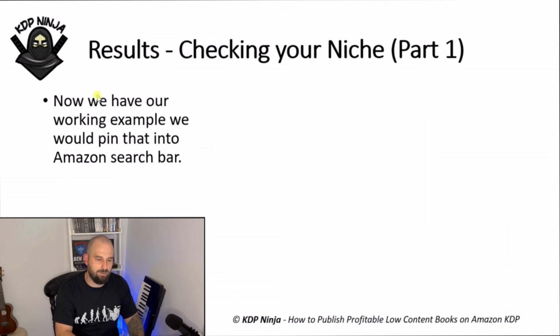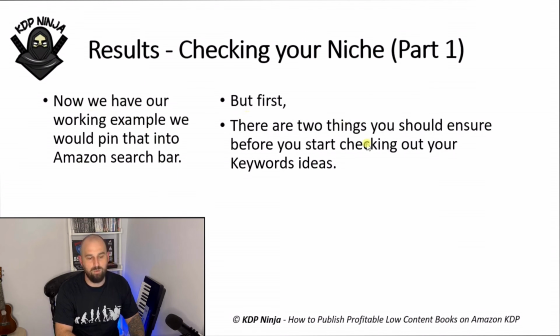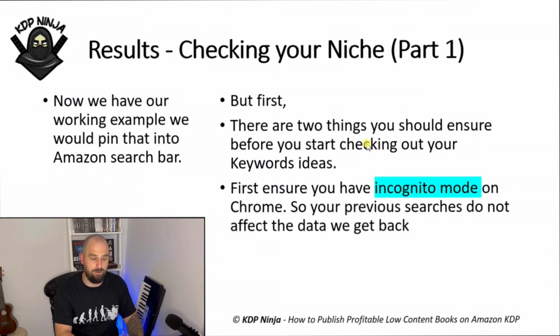So let's talk about checking your niche, okay? Checking the power of those combinations. Now we have our working example, we would pin that into the Amazon search bar, okay? But we want to make sure that the Amazon search bar is actually set up correctly first, so it's giving us good data, okay? So there are 2 things that we need to look out for. We need to make sure that our Chrome browser is set to incognito mode.